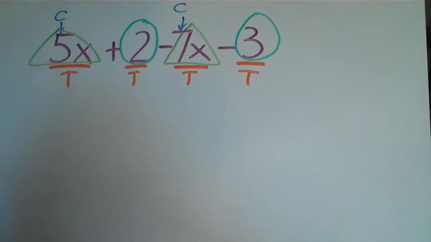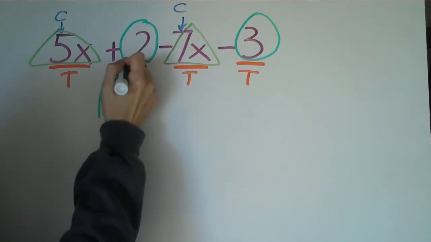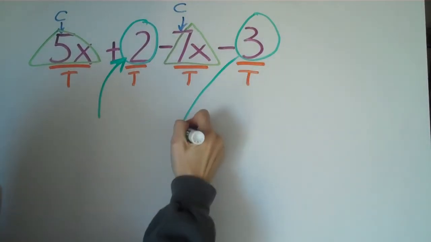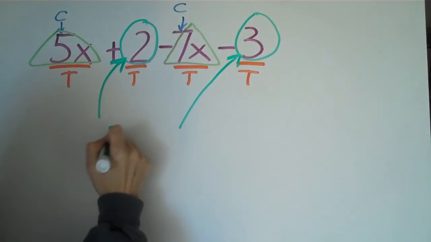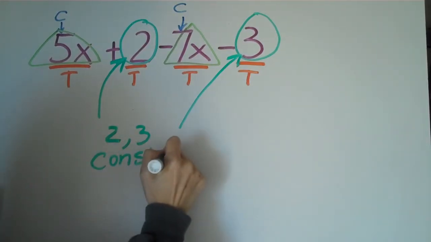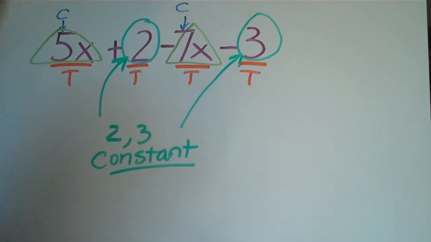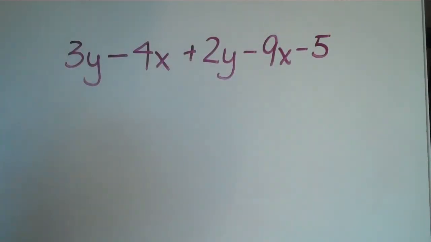Okay, and that leaves us with the constants. Well, 2 and 3 also happen to be the numbers that are constants. So this number and this number, a 2 and a 3, these are constants because they never change. They are constant. Variables vary, they change. Constants remain the same, okay? So that's really it. Let's go ahead and do another one, just so you feel comfortable with this.